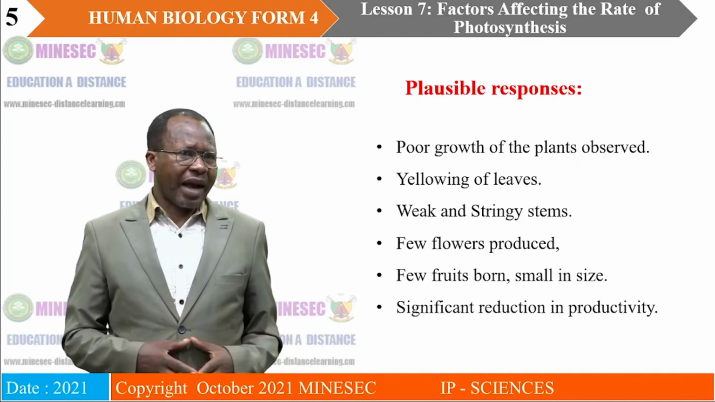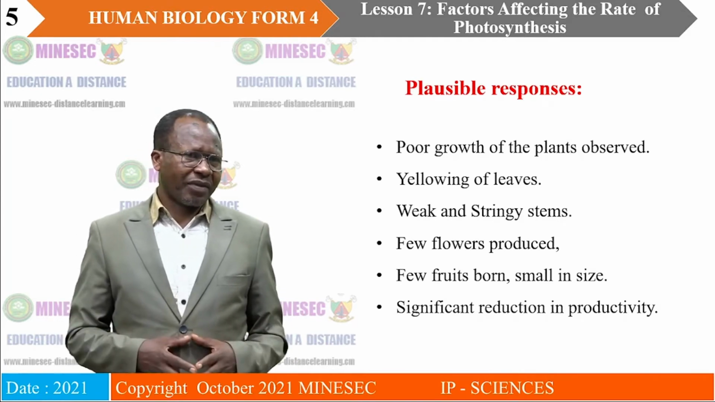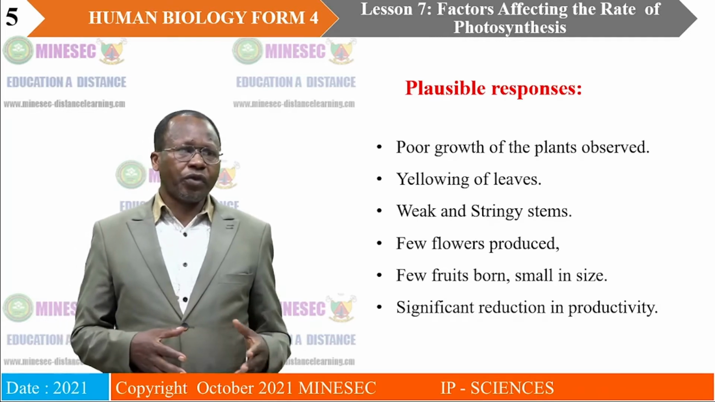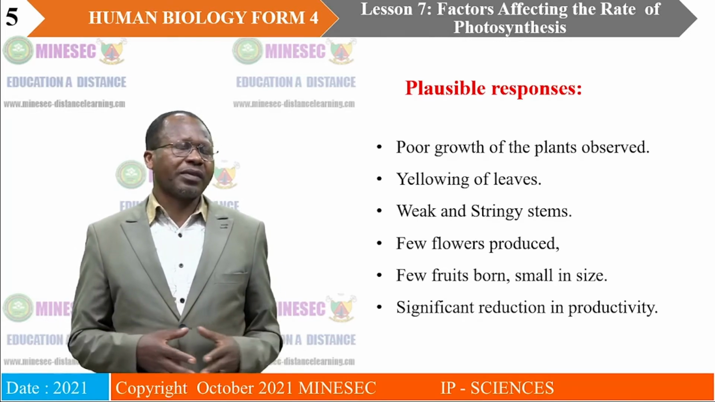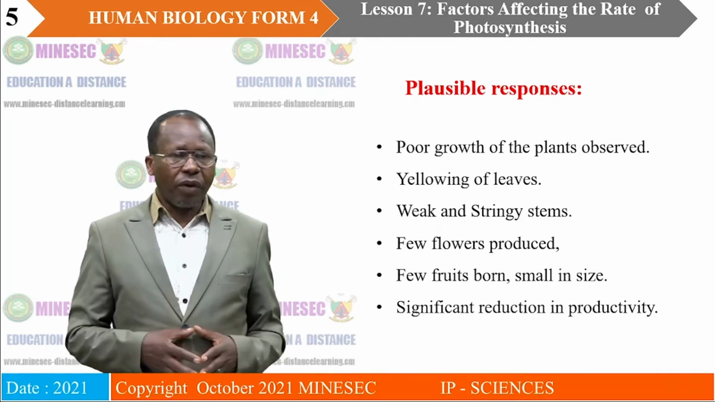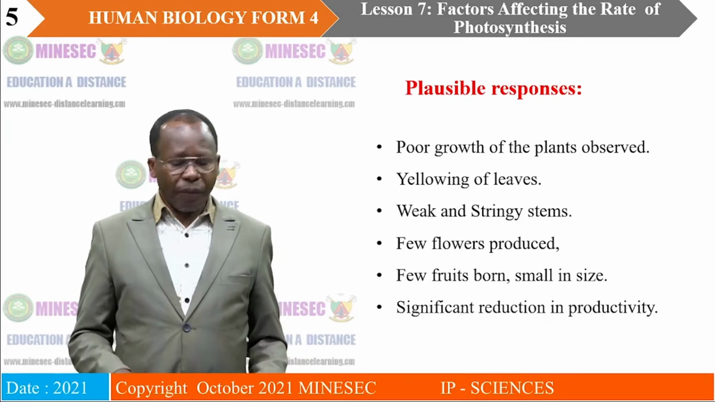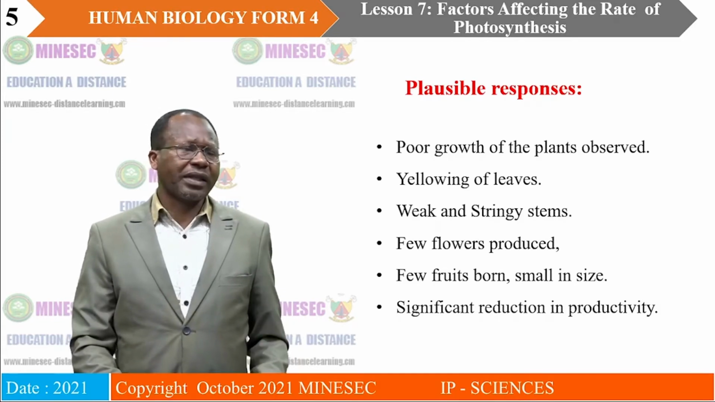There will be weak and stringy stems. There will be few flowers produced, and the few fruits that will be born will be in small sizes. Therefore, there will be a significant reduction in the productivity. This is the process we call etiolation, as we are going to see later on.